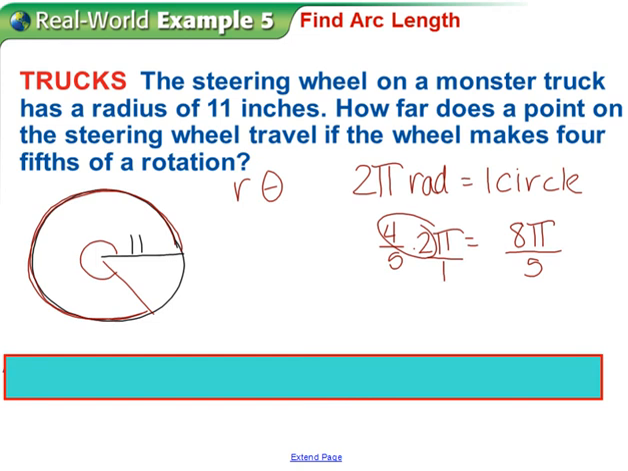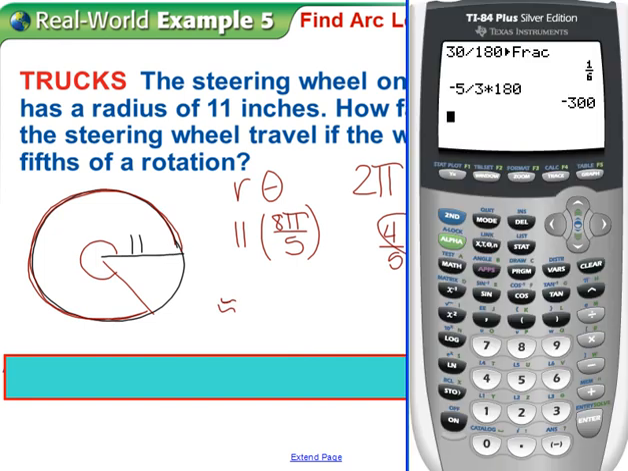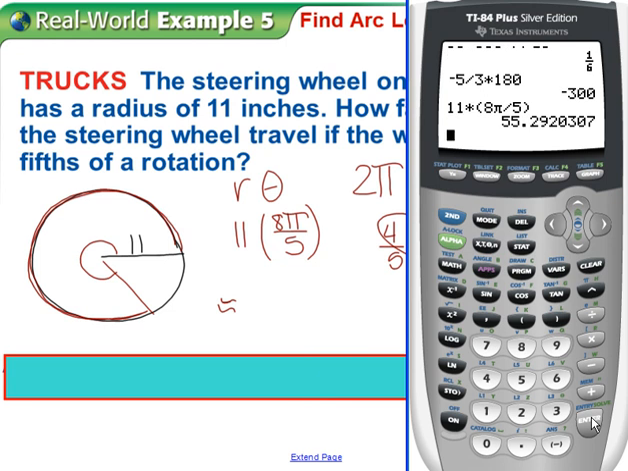Okay, so let's plug it into the formula. The radius is 11. The radians is 8 pi over 5. And we're looking for a distance, and so we're going to give that in an approximate decimal answer. So type in your calculators 11 times 8 pi, and use the actual pi button unless it tells you to use 3.14, divide by 5. And it's going to be 55.3 inches.